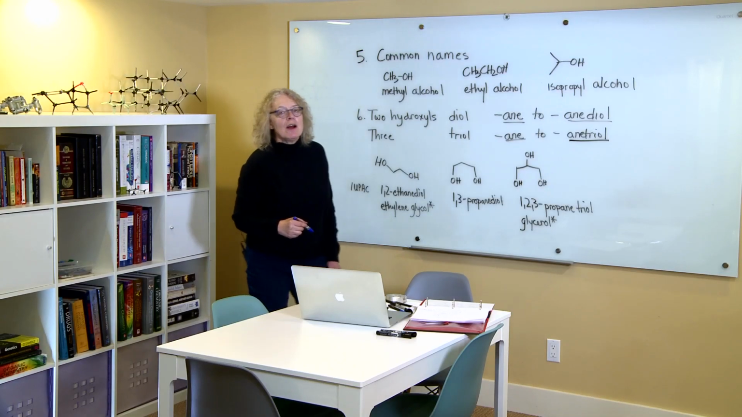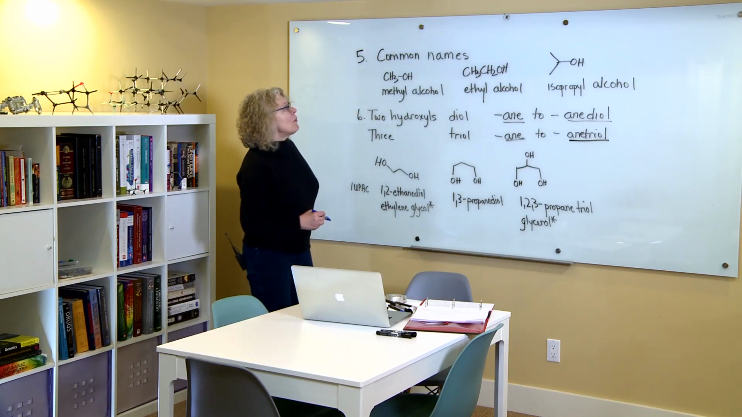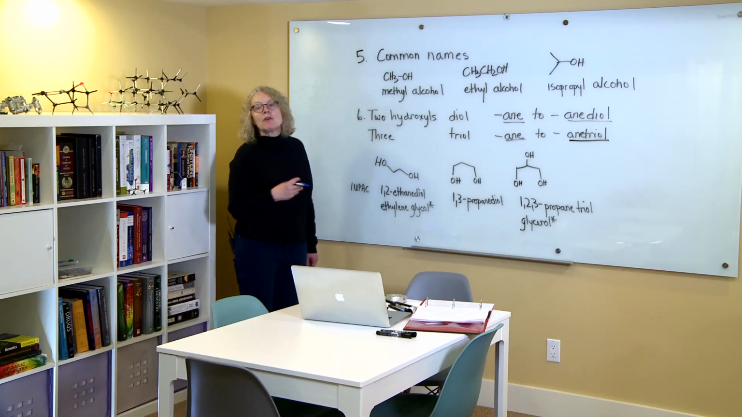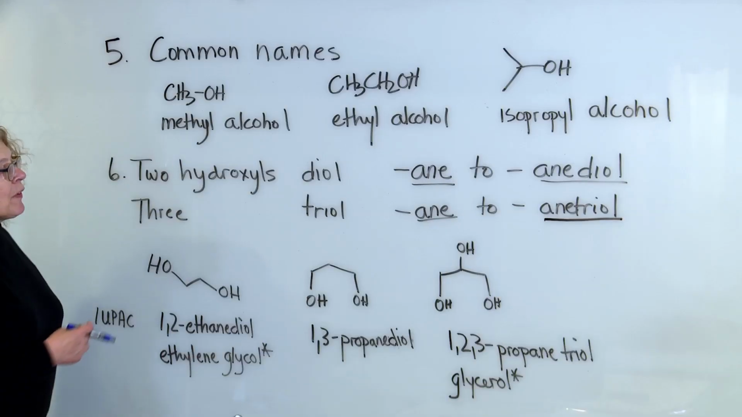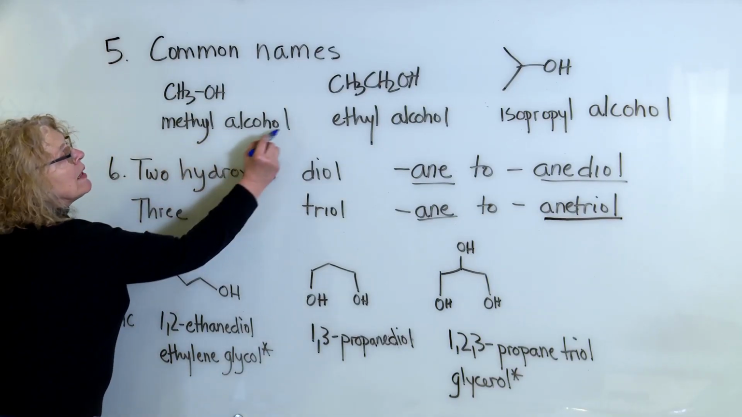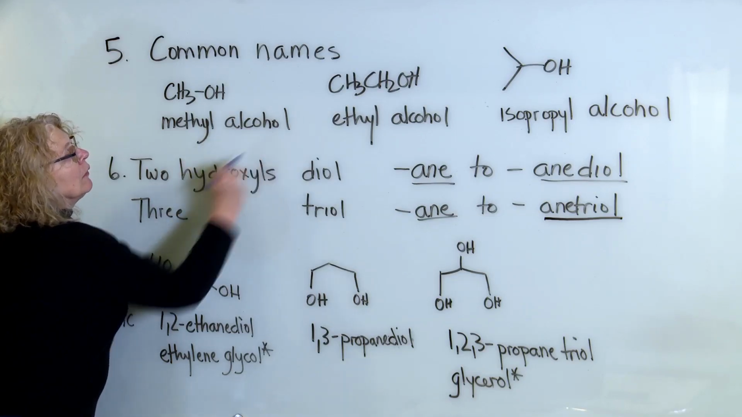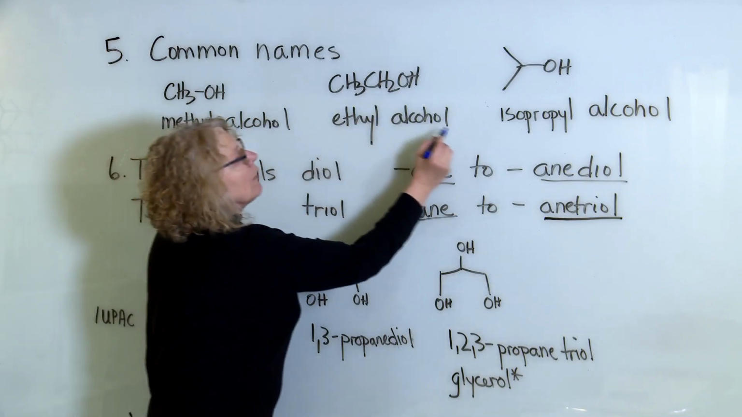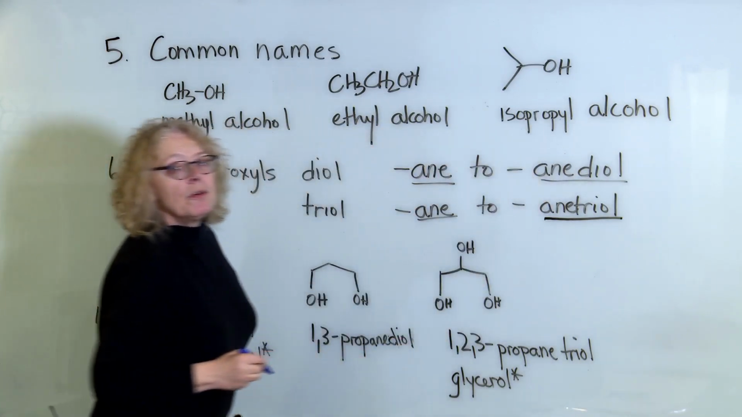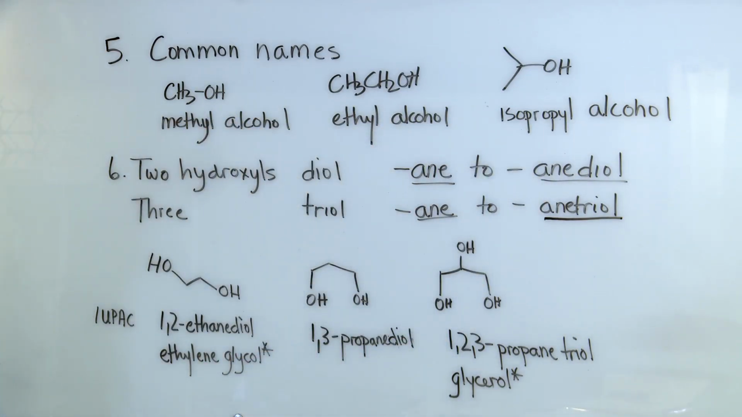So we have to talk about the common names of alcohols, and these are used a lot because alcohols have been around for a long time. So for the simple alcohols, we name it as an alcohol parent. So this is methyl alcohol, ethyl alcohol, and isopropyl alcohol. So those are used very, very often.